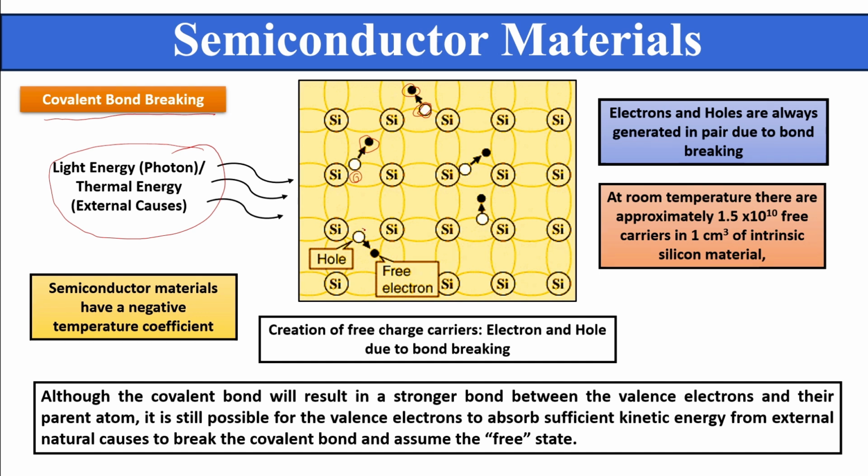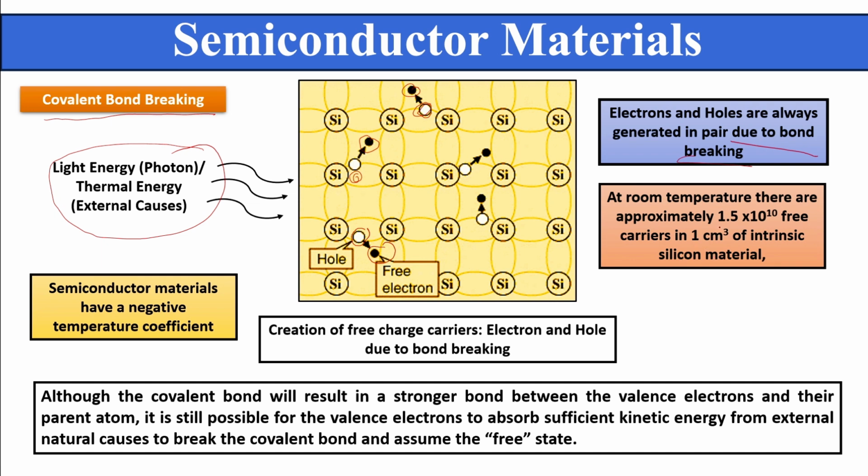Okay, so the vacancy is called a hole, and the free electrons that move in the crystal are called free electrons. So always you can see whenever the bond breaks, the electrons and holes are always generated in pair. Electrons and holes are always generated in pair due to bond breaking.